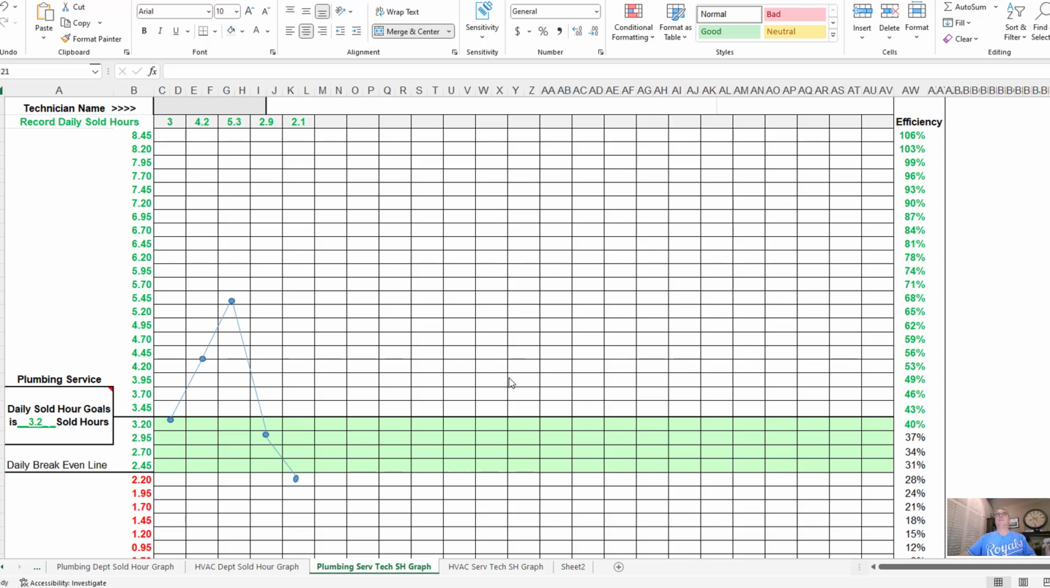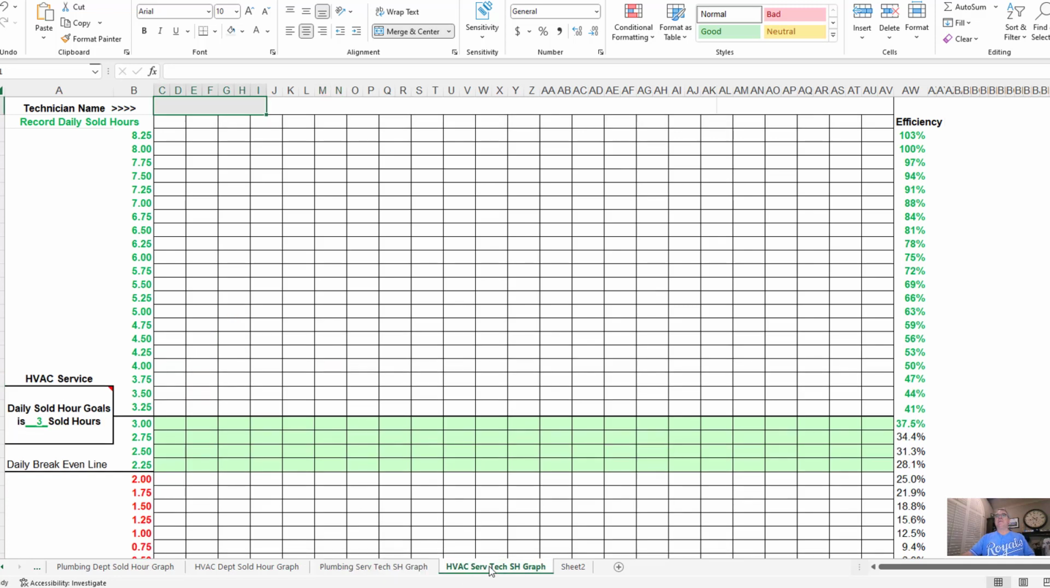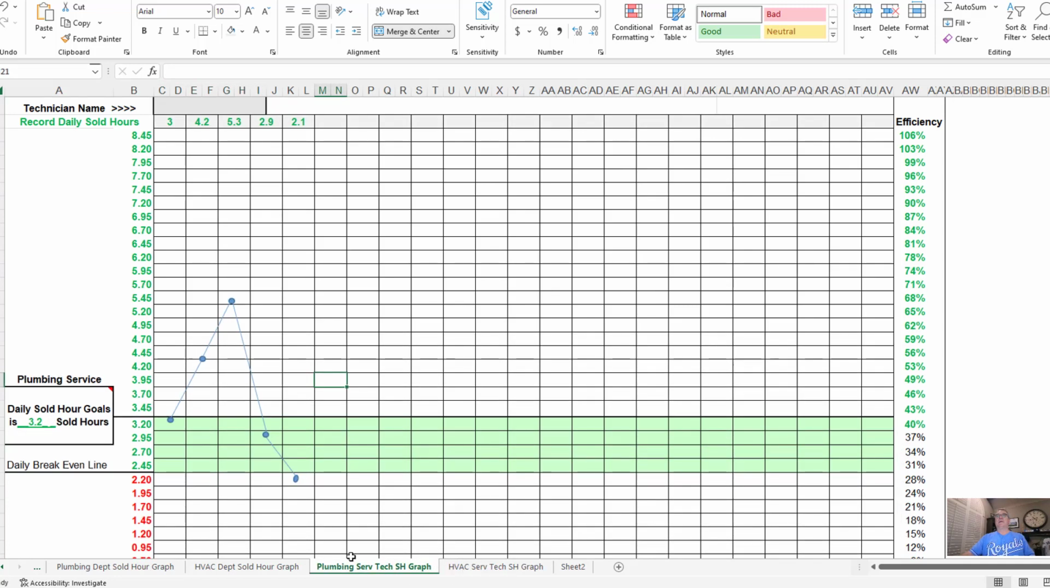All right. So here's what we got. We created two graphs here for the plumbing and the HVAC service departments. This is for the technicians, the plumbing service techs. But this one here, this is the daily. This is what has to be done daily on this. And I just created the one somewhat of a graph here.